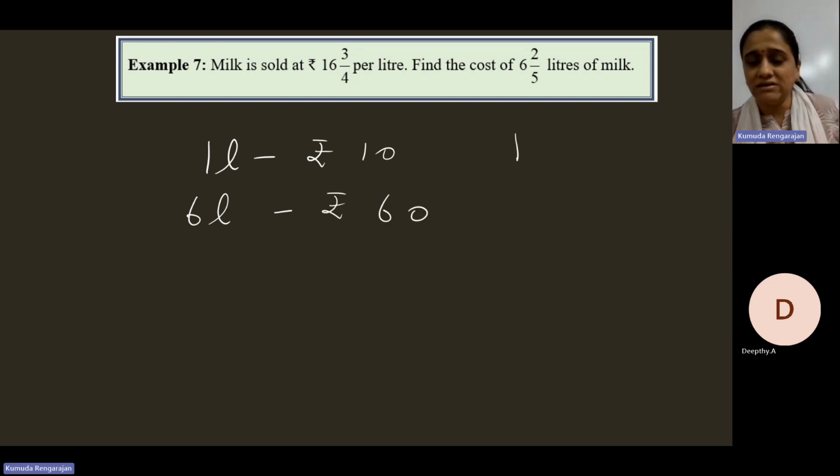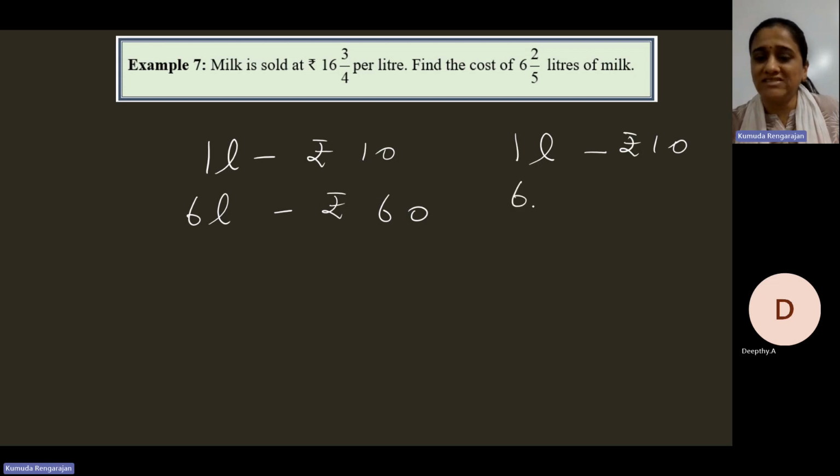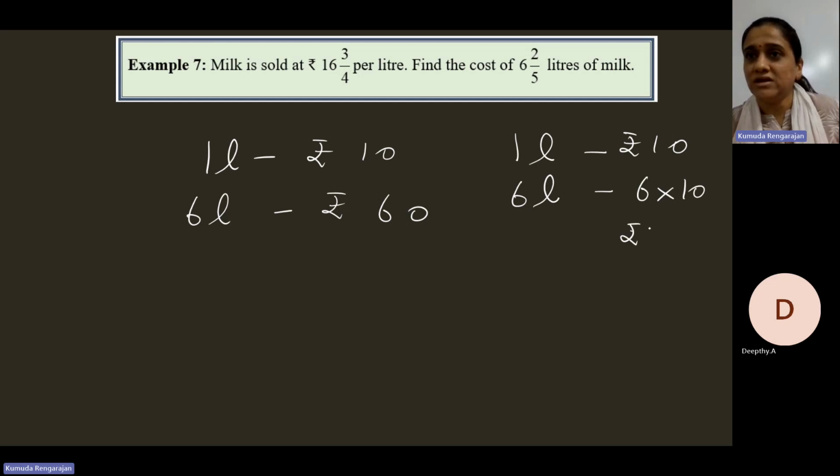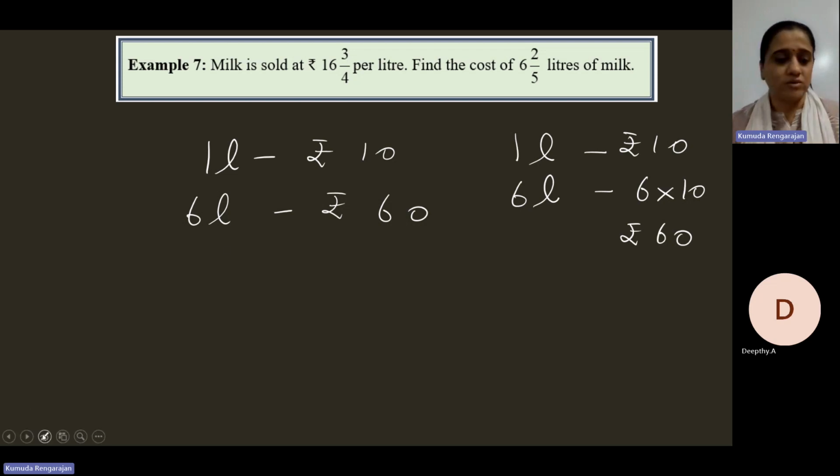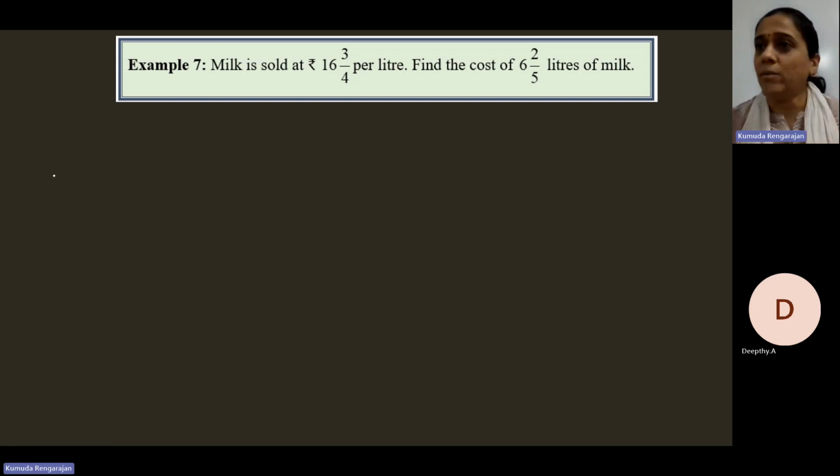Multiplication. Supposing 1 liter of milk costs rupees 10, then what will be the cost of 6 liters of milk? It will be 6 into 10, 60 rupees. So the mathematical operation you would use here to find the answer is multiplication. Correct? 1 liter, 10 rupees. 6 liters, 6 into 10, 60 rupees. So the same thing here also. The mathematical operation to be used here to find the answer is multiplication.